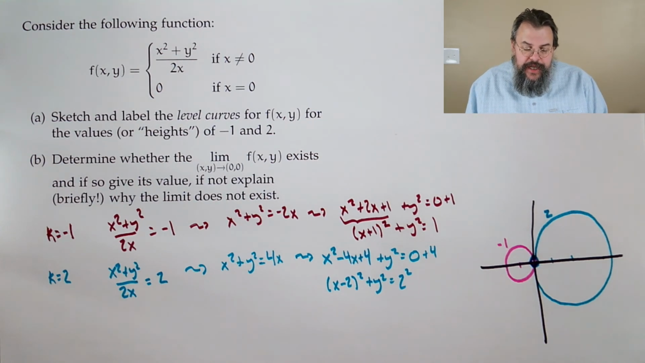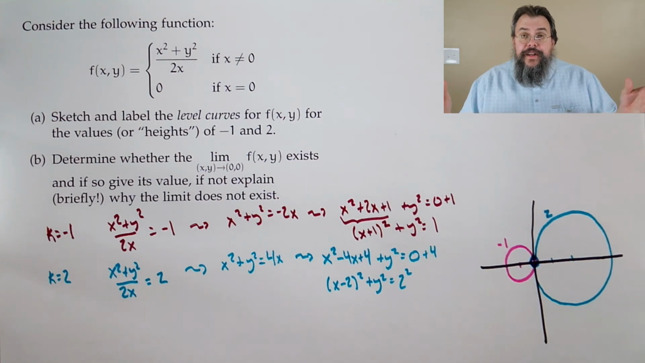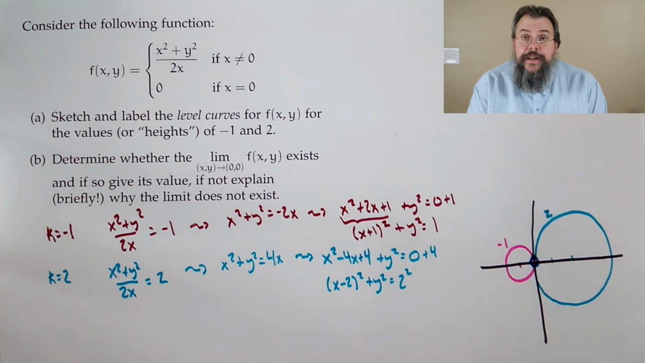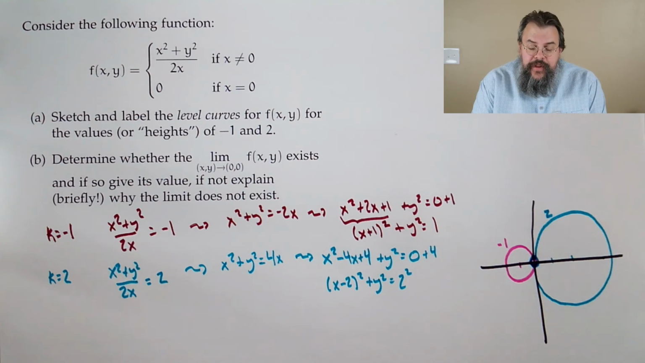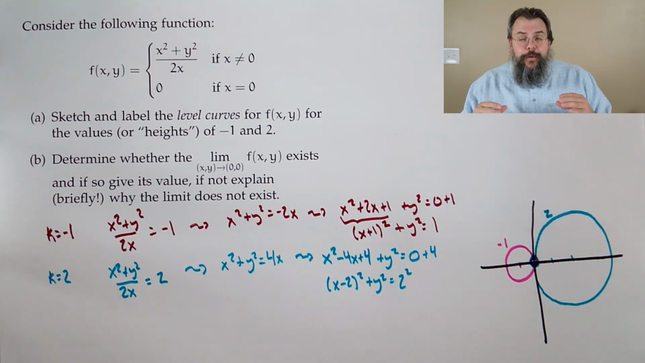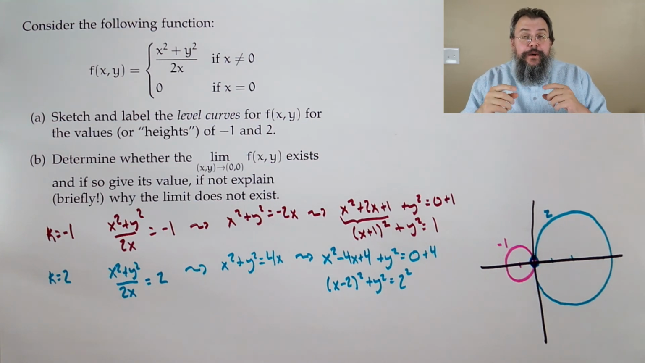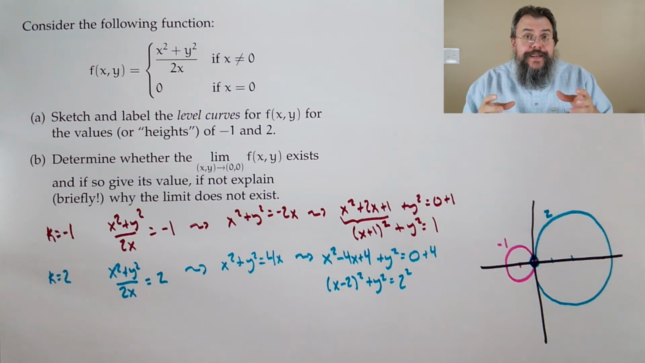Now, Part B. Determine whether the limit exists. And if it does, give a value. And if not, explain why. Well, it sounds like we have to do more work. But here's the thing. It's kind of this cool idea where if you have problems with parts A and B, then parts A and B might be connected to one another. In other words, they're not completely independent. So let's think about, can we use part A to answer part B?